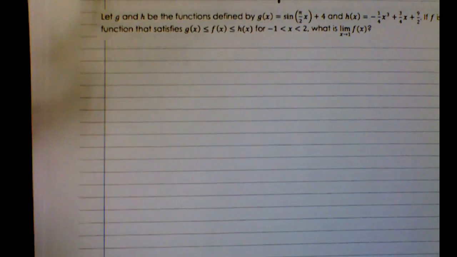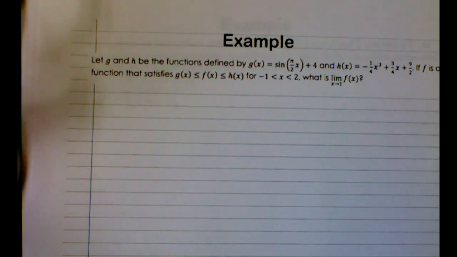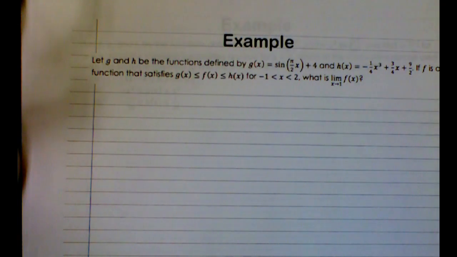So our first example, let g and h be the functions defined here. G of x is sine of pi over 2x plus 4, and h of x is negative 1/4 x cubed plus 3/4 x plus 9/2. If f is a function that is in between g and h on the interval negative 1 to 2, what is the limit as x approaches 1 of f of x? So x approaches 1 is inside of this interval. That's all that matters there.